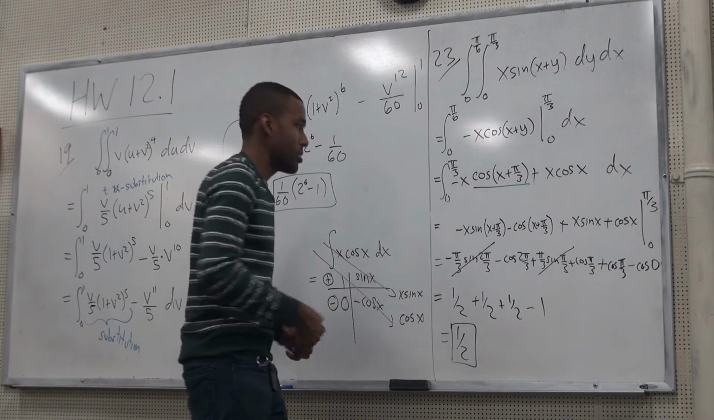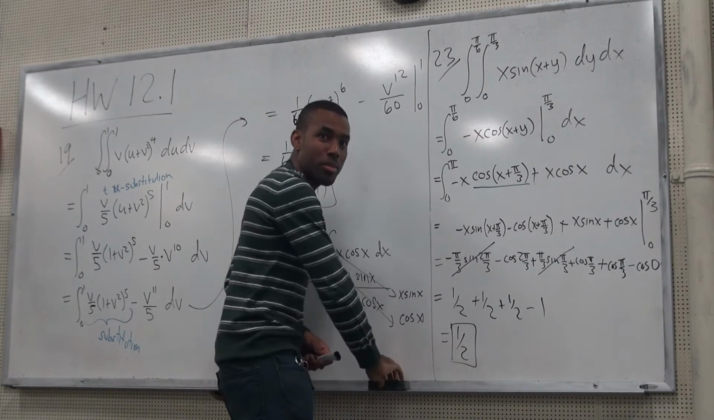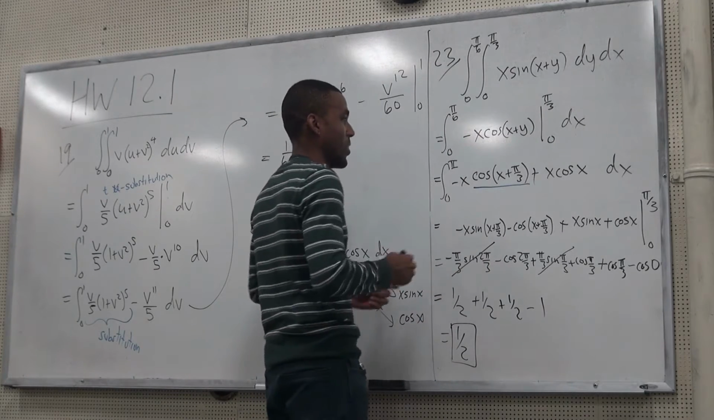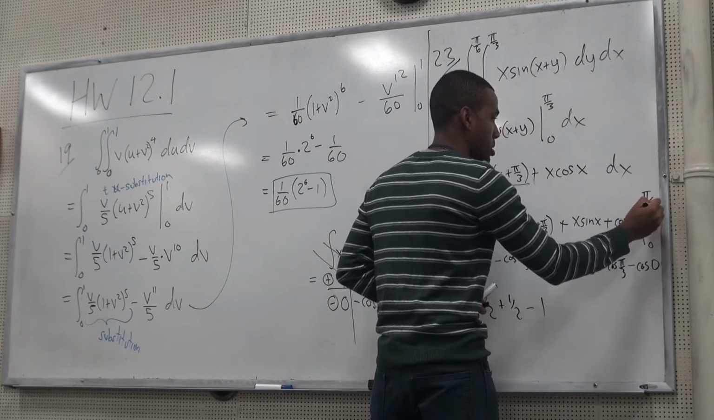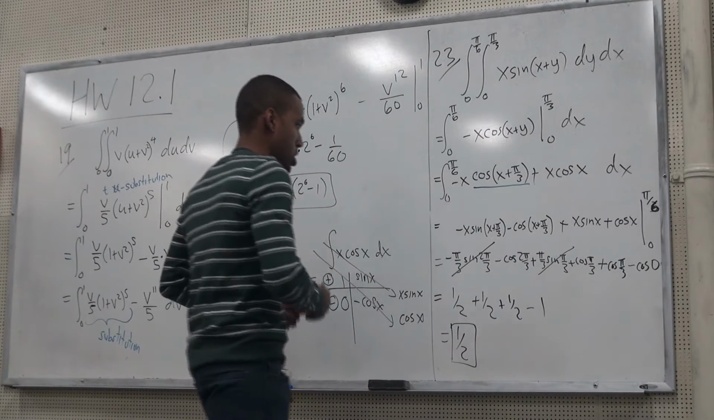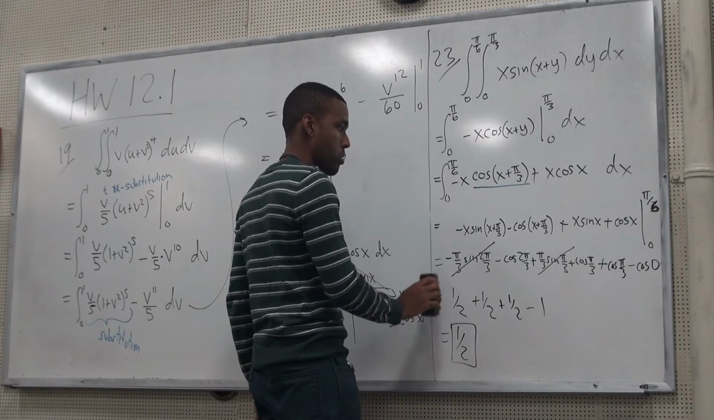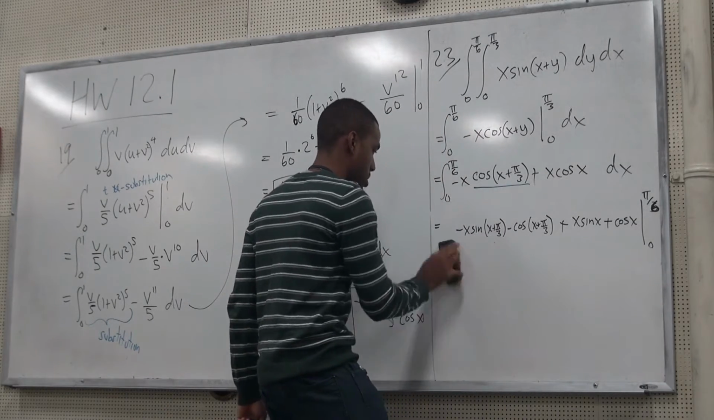Power 6. We should have been plugging in Power 6. That was a problem. This should actually be a Power 6. That's going to change everything. It wasn't pi over 3.